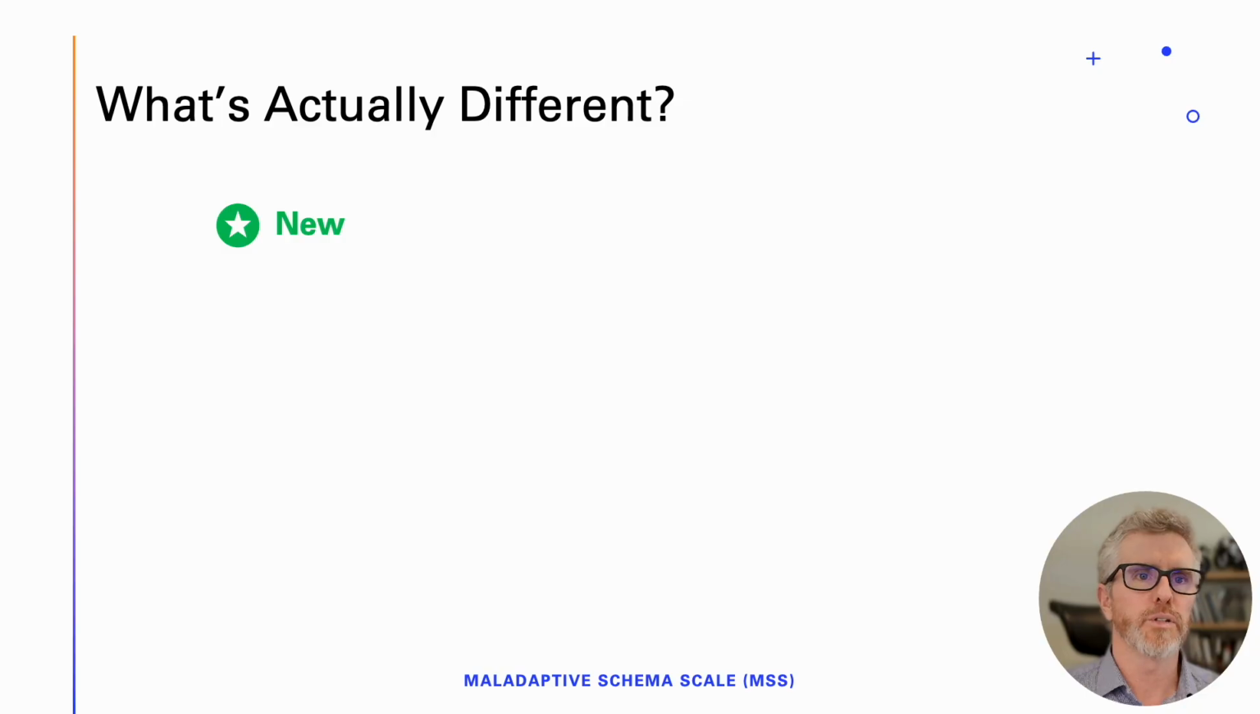So on the new side, we have avoidant attachment. Attachment theory was foundational to Young's model, but the YSQ only measured anxious attachment via abandonment. Meta-analysis confirms this. Abandonment correlates much more strongly with anxious than avoidant patterns. We were missing half the attachment picture. Now we can identify both patterns that emerge from insecure attachment.